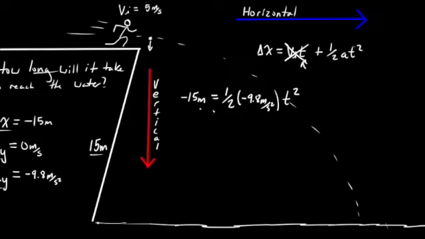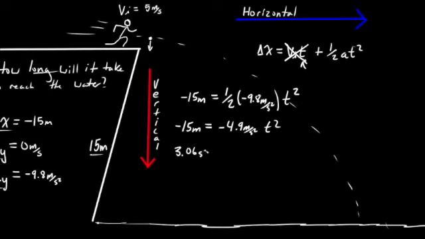And so now let's do this one step at a time here. So we're going to have negative 15 again. We're going to have negative 4.9 when we do 1/2 times negative 9.8 meters per second squared times t squared. So I'm going to divide this side by negative 4.9, bring it over here. Let's see, I got to punch that in real quick. 15 divided by 4.9, and we get 3.06. It's going to be positive because I've got a negative and a negative here, so 3.06.